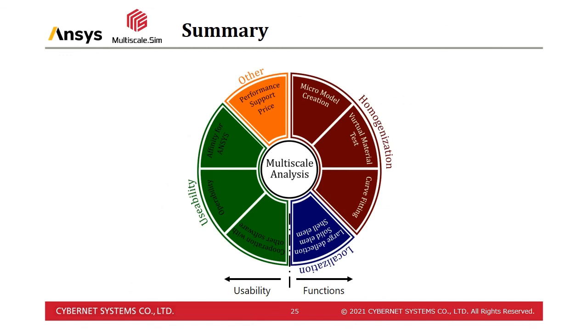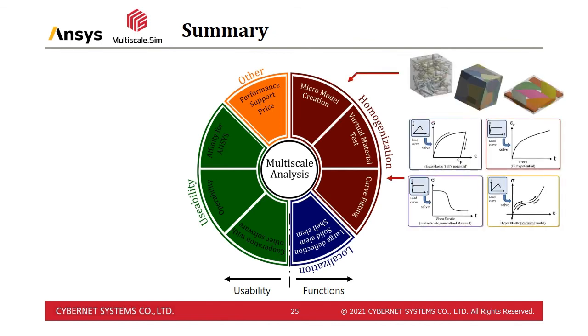So, we are reaching the end of today's presentation. This slide summarizes what we discussed today. Our product has three main functional features: homogenization analysis, localization analysis, and usability. Among them, homogenization analysis is the most important feature, and it consists of microstructure creation, virtual material testing, and curve fitting. All of them are feature-rich, and we are confident that they are comparable to other competitive products.